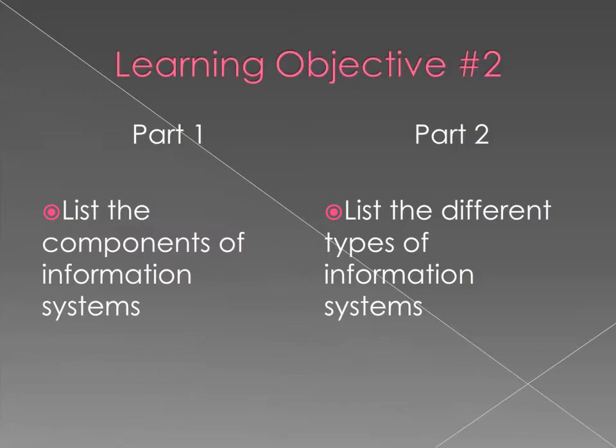Next, we're going to learning objective number 2. I put 2 parts for this because I think that there was a lot of information just to put on a couple slides. So we'll start with part 1, which is list the components of information systems. And part 2 is list the different types of information systems.